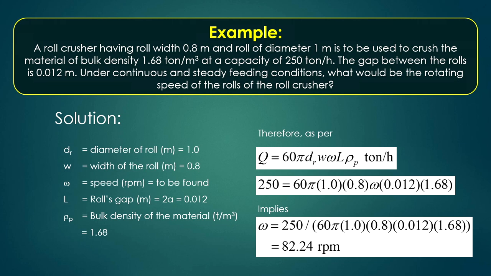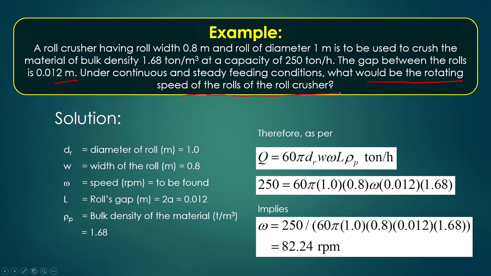A roll crusher having roll width 0.8 meter and roll diameter 1 meter is to be used to crush a material of bulk density 1.68 ton per meter cube at a capacity of 250 ton per hour. The gap between the rolls is 0.012 meter. Under continuous and steady feeding conditions, what will be the rotating speed of the rolls of the roll crusher?